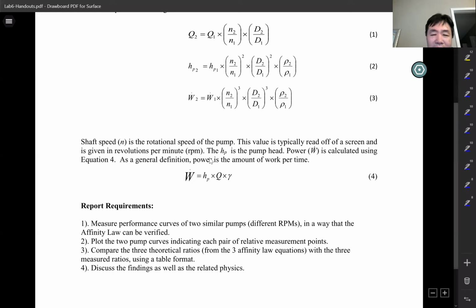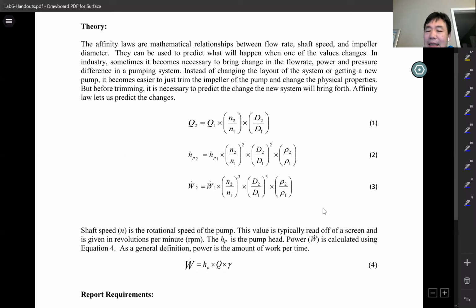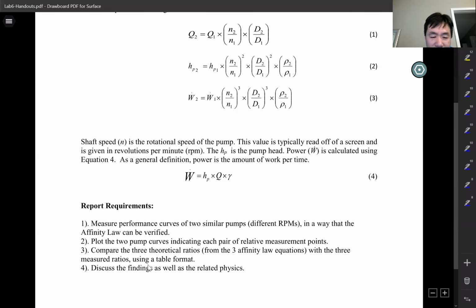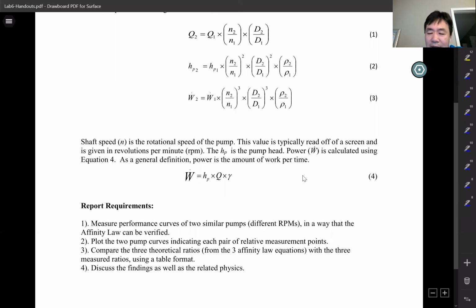So that's what I want you to do: verify the 3 ratios. Predict the ratios by equations 1, 2, 3, and compare them to the measured ratios, directly measured for flow rates, HP, and W's. Then discuss the findings and relate them to physics. That's the lab requirement. Next, let's look at the pump, and then I'll talk to you in a little more detail about the measurement.